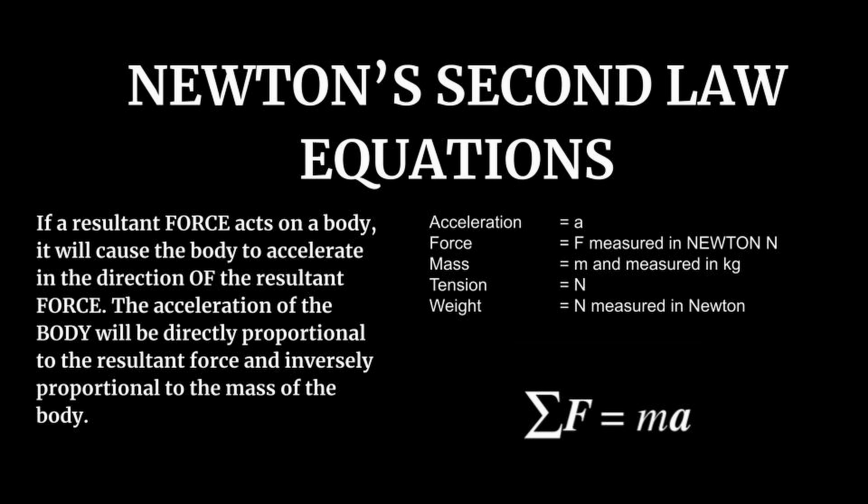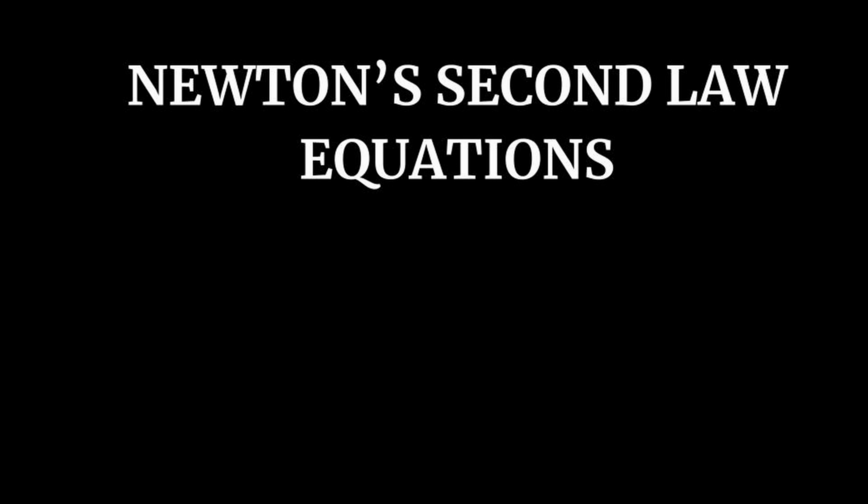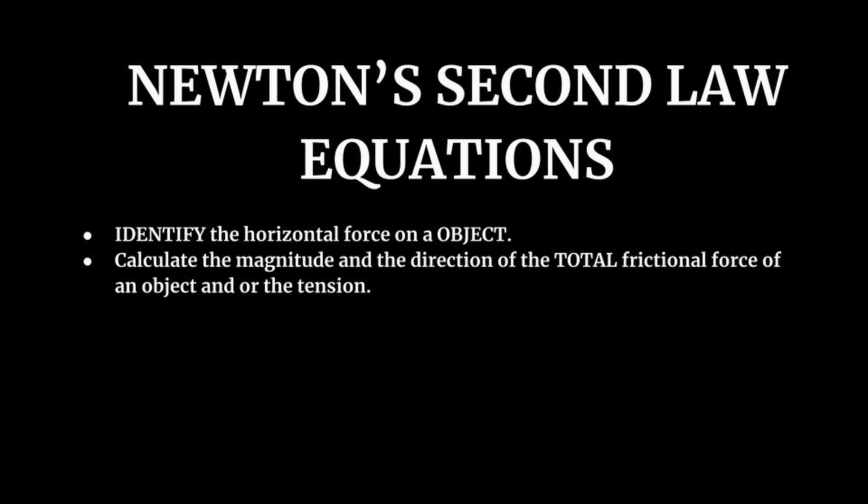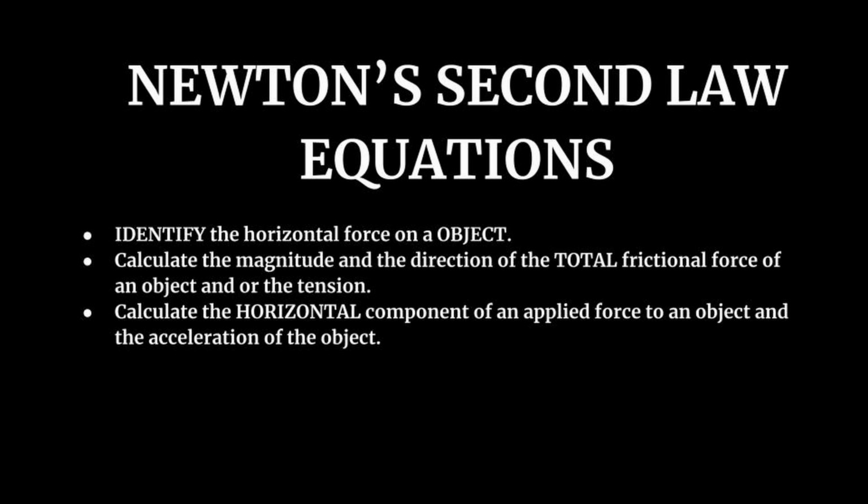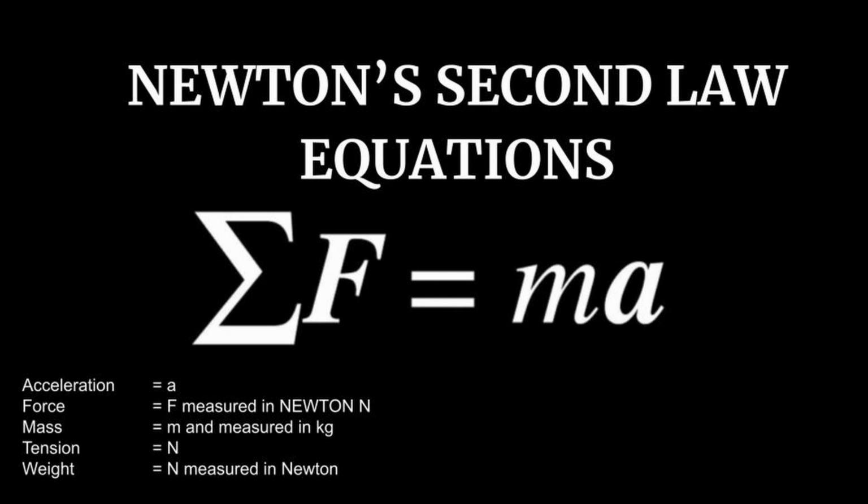How do we apply Newton's second law? This is basically stating, how will I be assessed? Force is a vector quantity, so you will be asked to identify the horizontal force on an object. You will also be asked to calculate the magnitude and the direction of the total frictional force on an object, or the tension in a rope, chain, or string, for example. In this example, you will need to get values for all the forces involved and apply Newton's second law. You might have to calculate the horizontal component of an applied force to an object, and in most cases, the acceleration of the object. These questions can be answered by using the formula of force equals mass times acceleration.